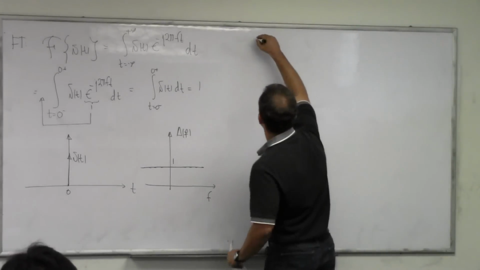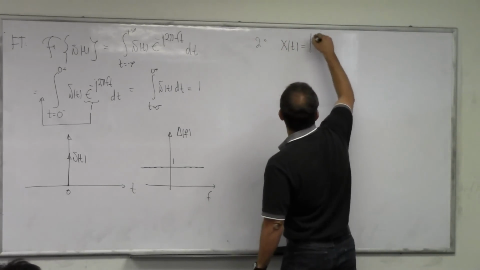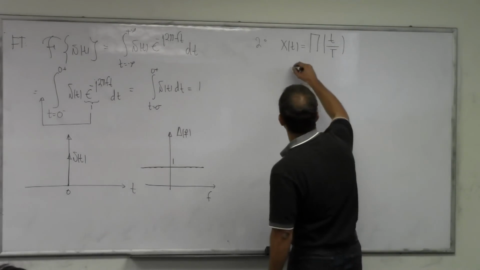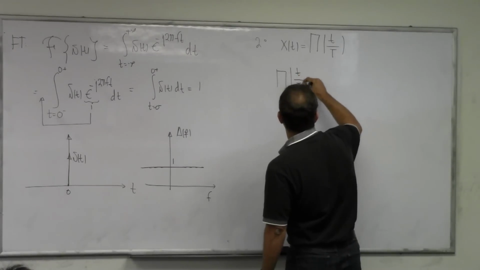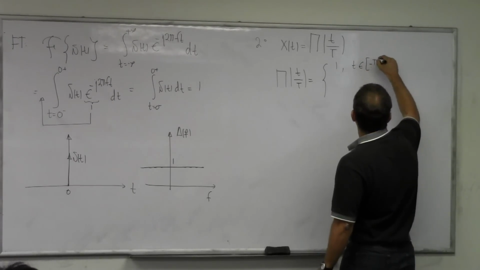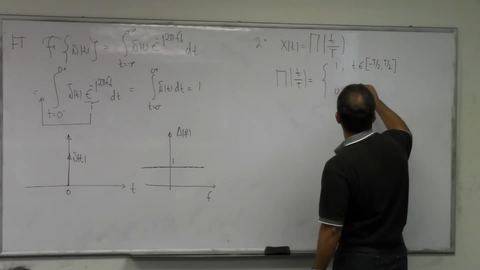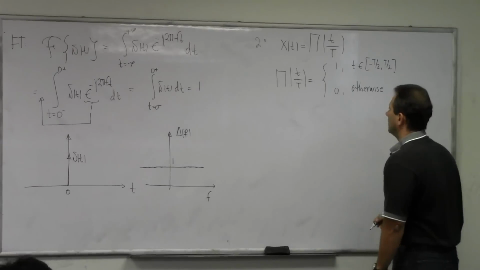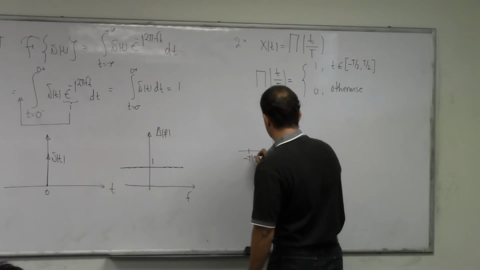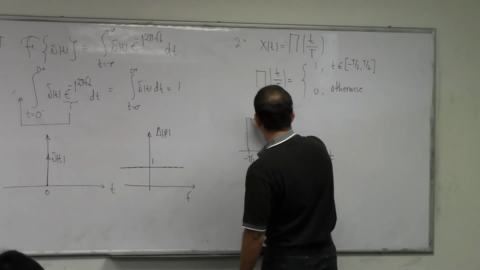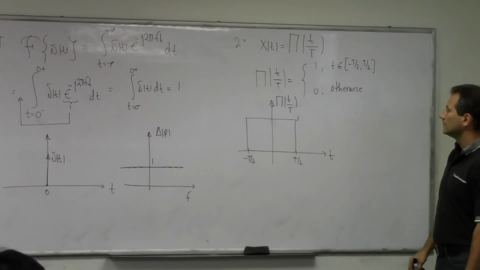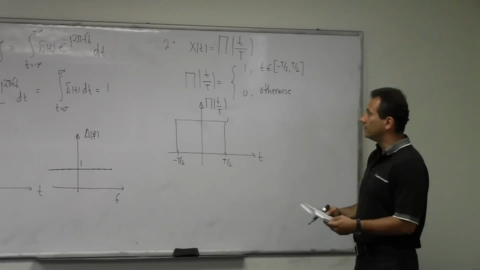Let's take a look at the second example. X of t is going to be defined as pi of t over capital T. This is yet another function that we use all the time, but we have to specially define. Pi of t over capital T is a pulse that is equal to 1 when t is between minus T over 2 and T over 2, and it is equal to 0 otherwise. So it's a pulse of duration capital T that is centered at the origin. It goes from minus T over 2 to T over 2, and it has a height of 1. So this is pi of t over capital T. So that's a function we frequently use.